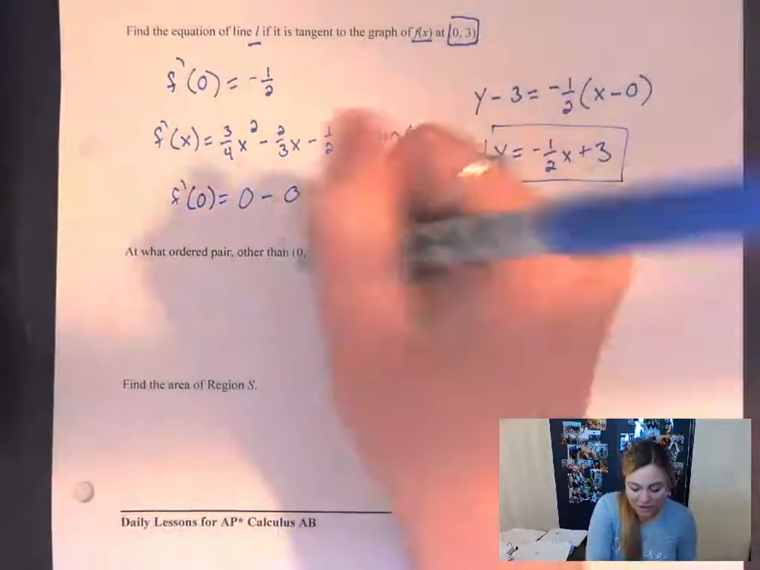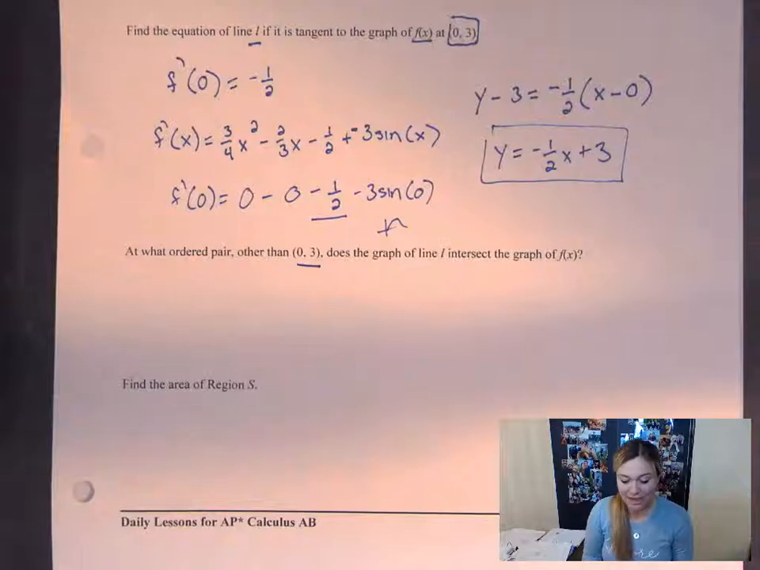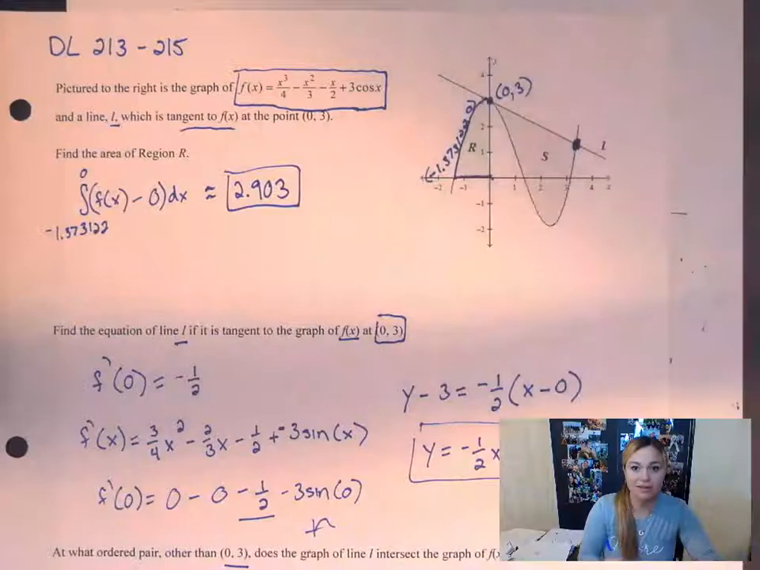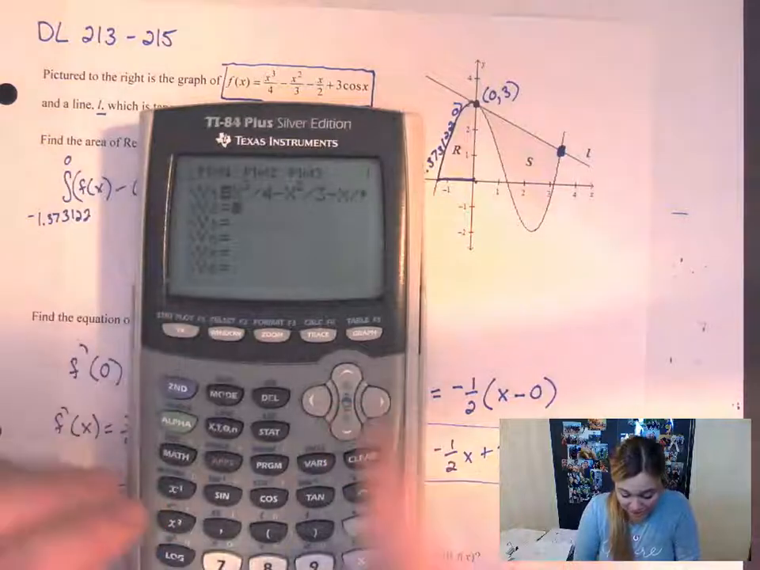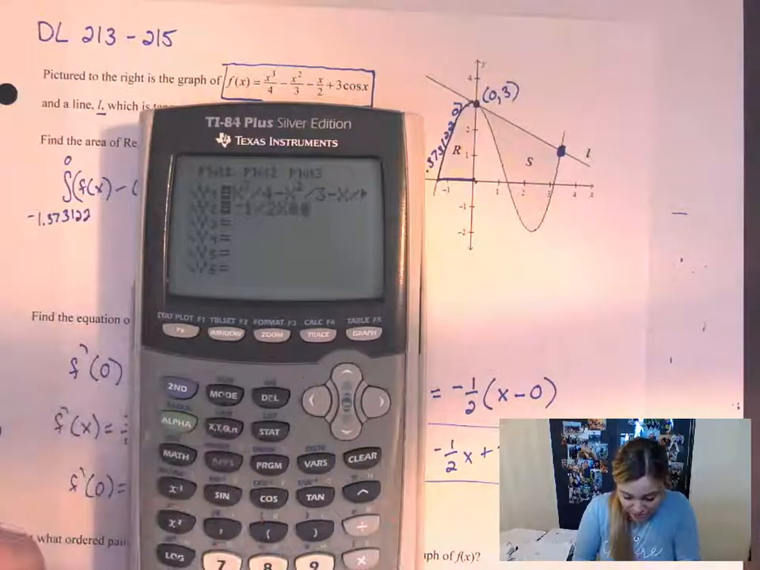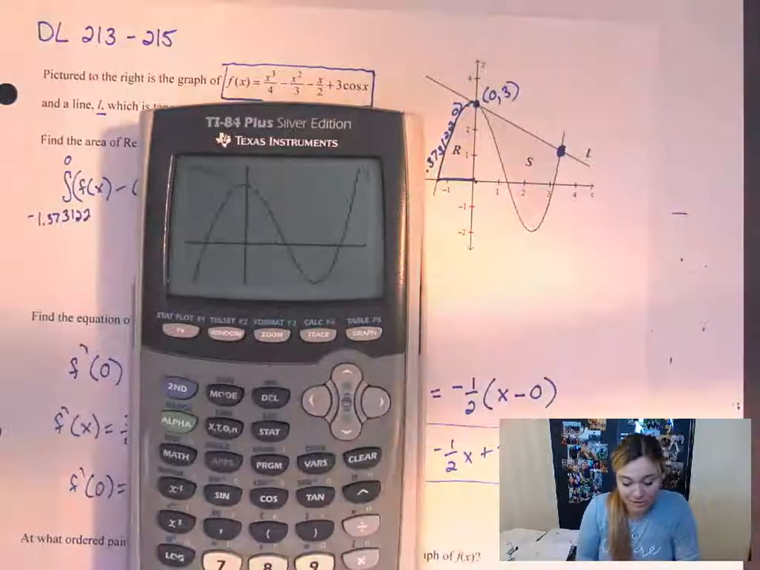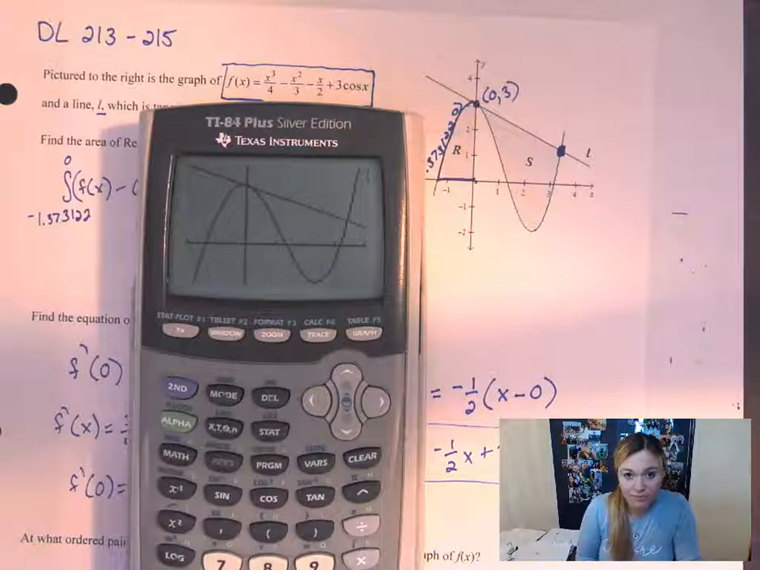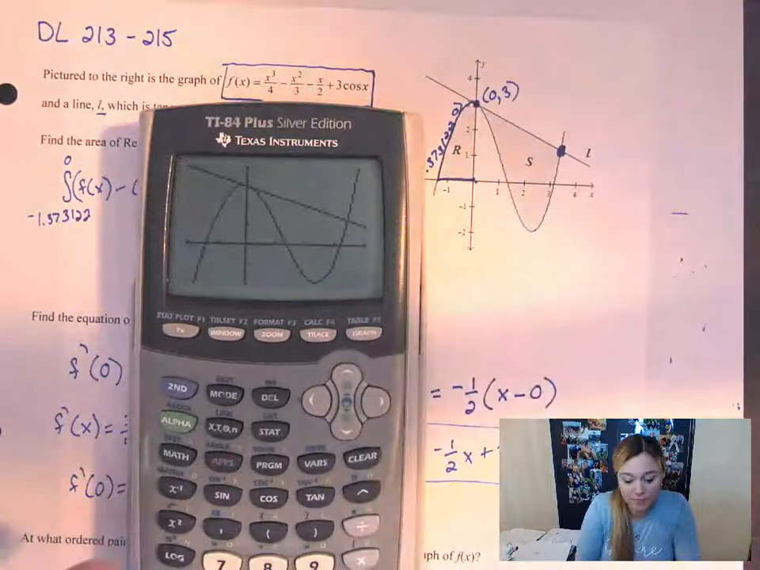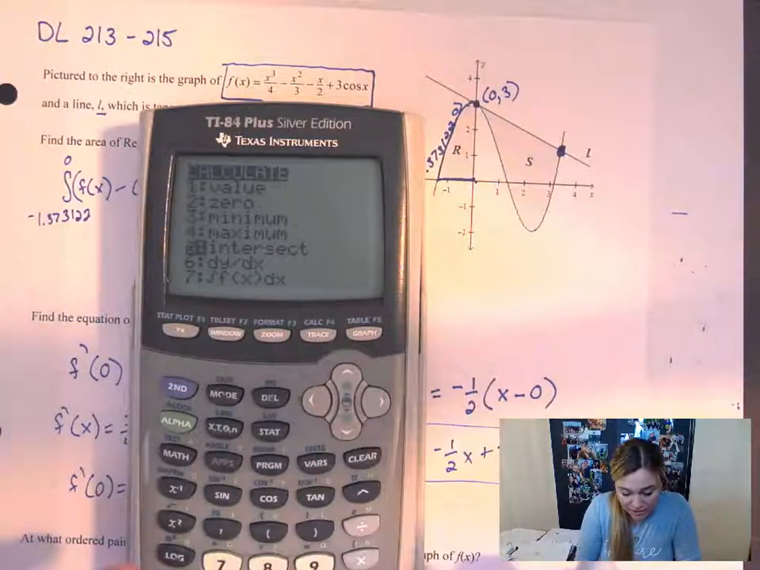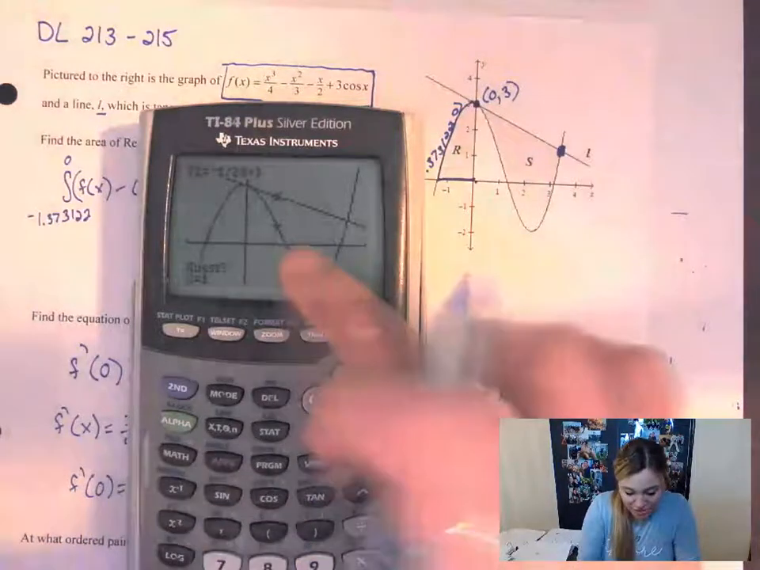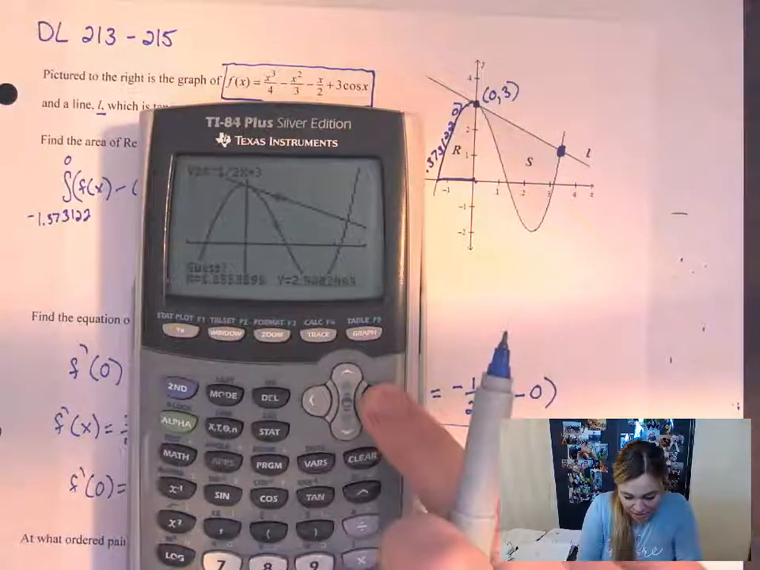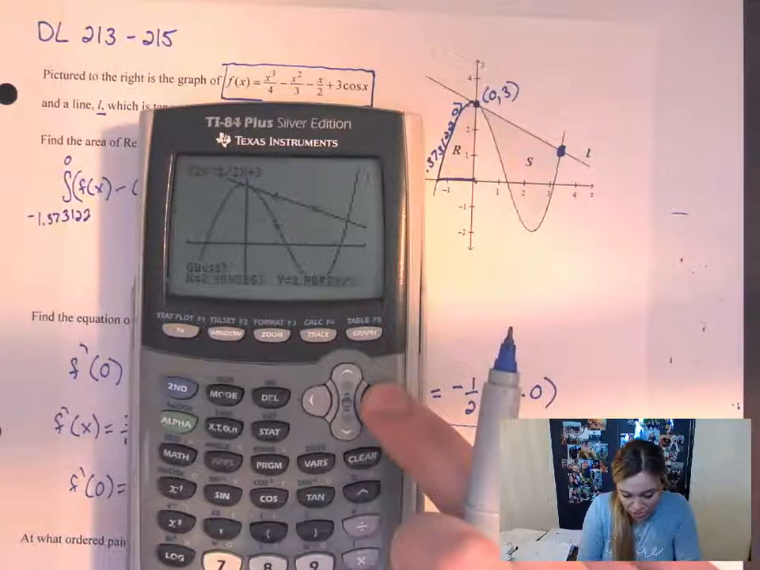What ordered pair other than (0, 3) does the graph of L intersect with f of x? Right here. So if I know this is y equals negative 1/2 x plus 3, it's nice that I solved for y, because now I can graph both of these. To find this intersection point, second, calculate, intersect, enter, enter, and then if I push enter again, it's going to give me the intersection here. I'm going to go the whole way over here and just guess something closer to that second intersection point.